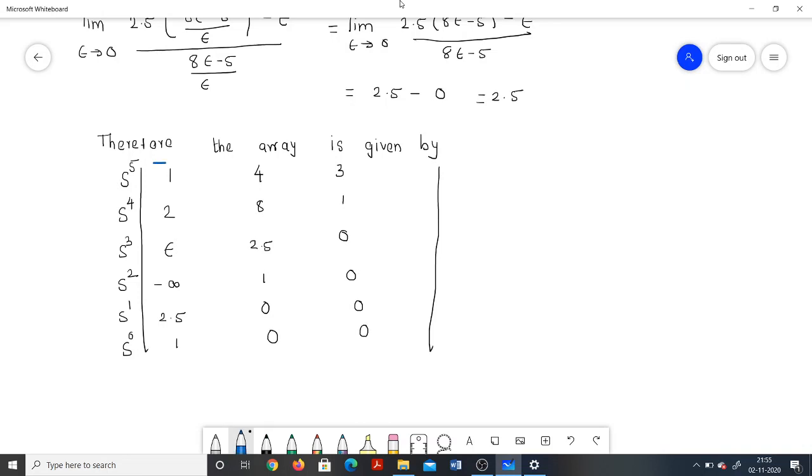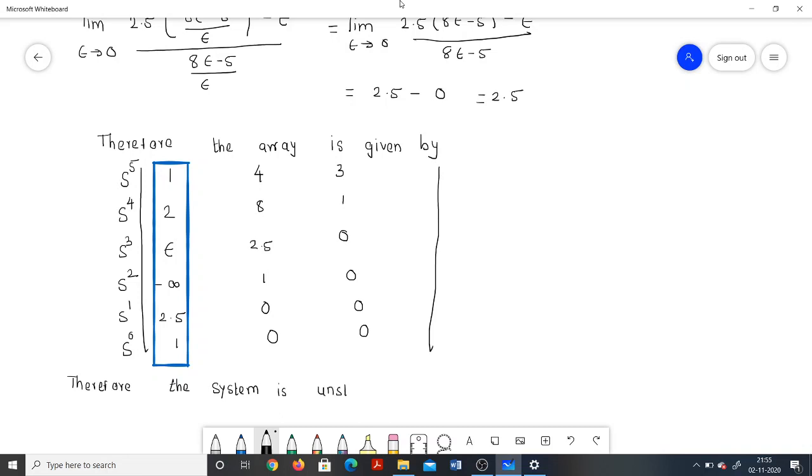Okay. So just see in this first column, as we can see, there are sign changes. Because of this, we can say that our system is unstable. So we have to write therefore, the system is unstable. Okay, why is it unstable? Because of the presence of sign changes in the first column. Okay, students. So thank you.